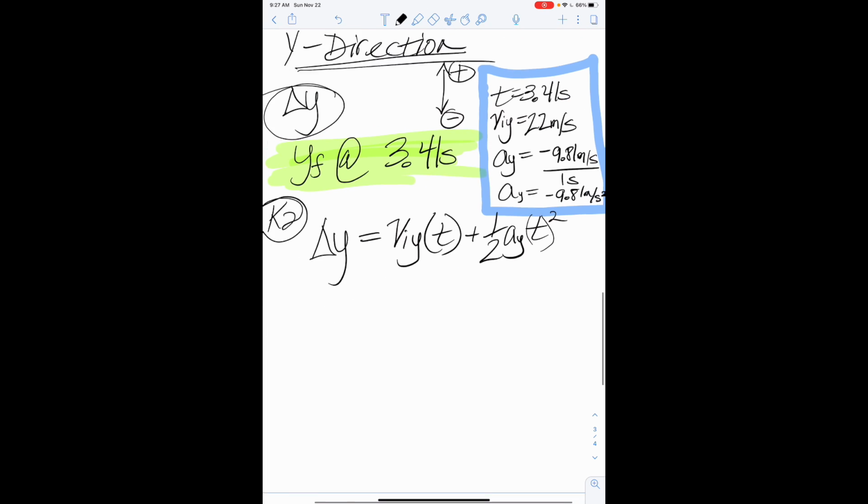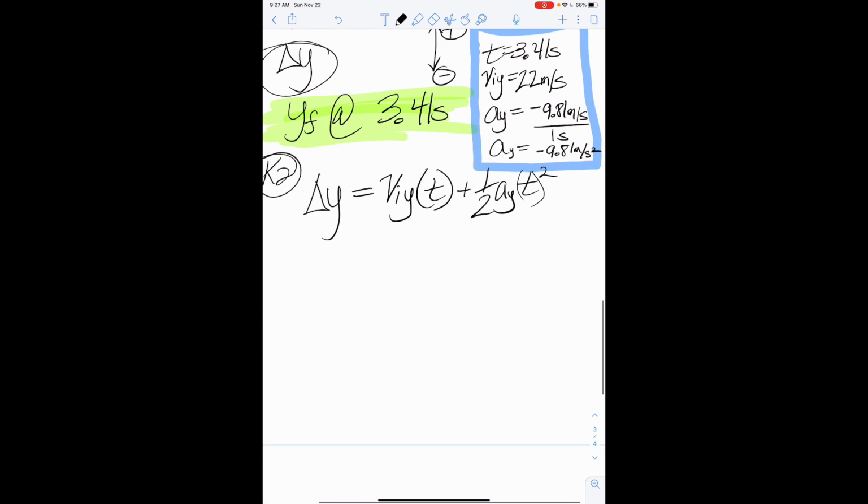All right, so let's go ahead and sub some of those values in down here. And we want to know delta y, we'll say. Delta y isn't technically right, but we'll come back to that. All right, 22. Time is 3.41.